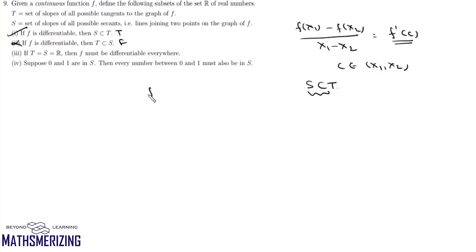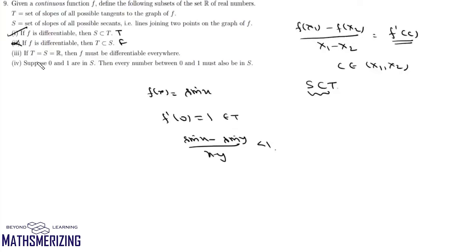Say for example, suppose function f x is sin x. If we find f dash 0, it is cos 0, which is 1. Now 1 belongs to T. But then if we look at the secant set, then sin x minus sin y upon x minus y is always less than 1. So 1 belongs to T, but it doesn't belong to the secant set. So that means the second statement is false.